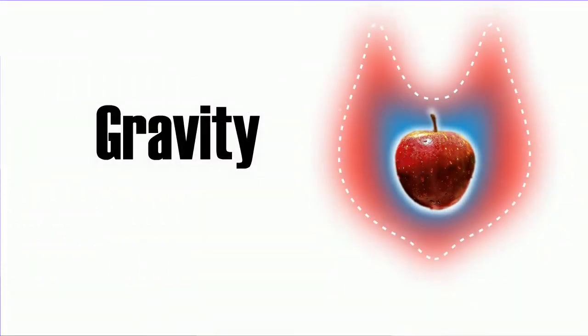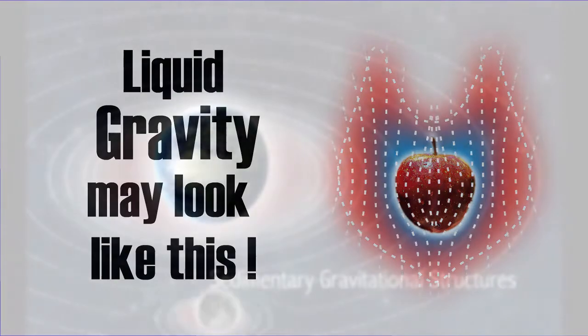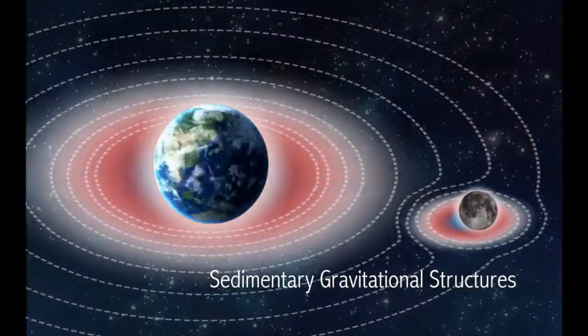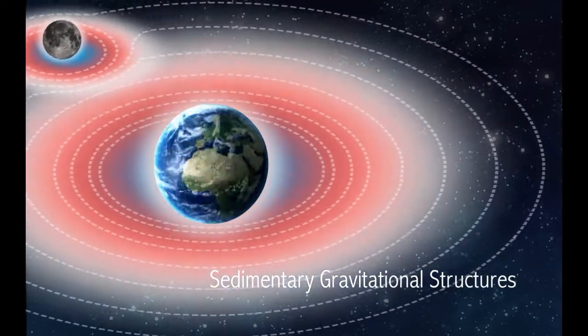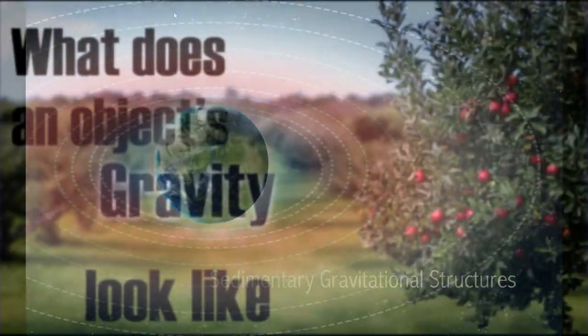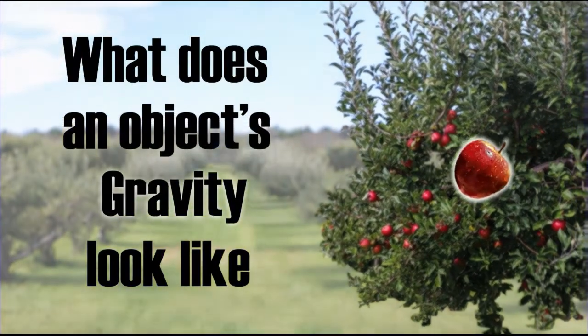My hypothesis is that the gravity from objects has an active radiation formation, whereas the gravity of planets and stars have sedimentary-style gravitational structures that accumulate over time. I hope that you will help me on my journey to uncover the mysteries of gravity.